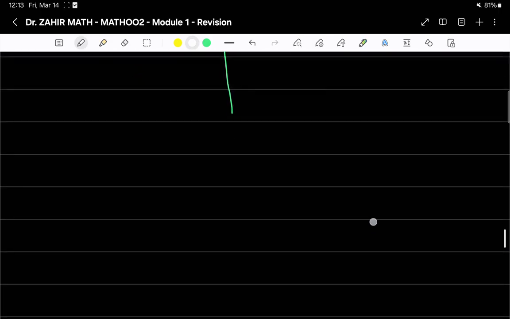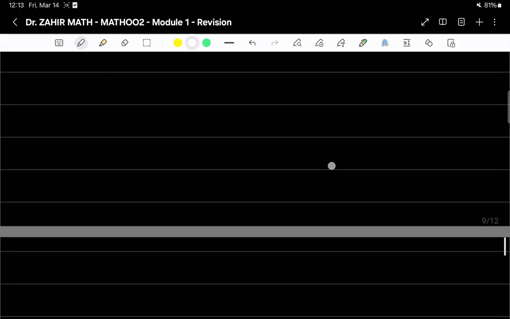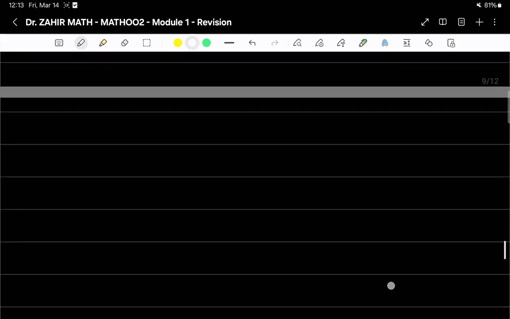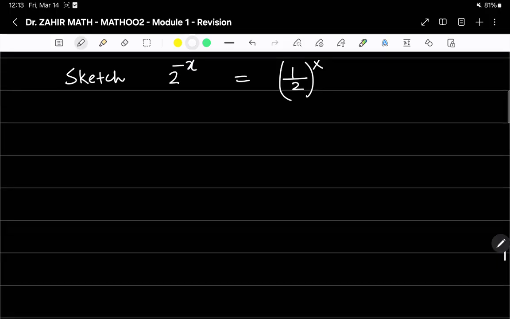Right. Let's go to the next question. Sketch 2 power minus x. This can also be given as 1 by 2 power x. Both are the same. Keep that in your mind. Okay, right. So let's start the table.